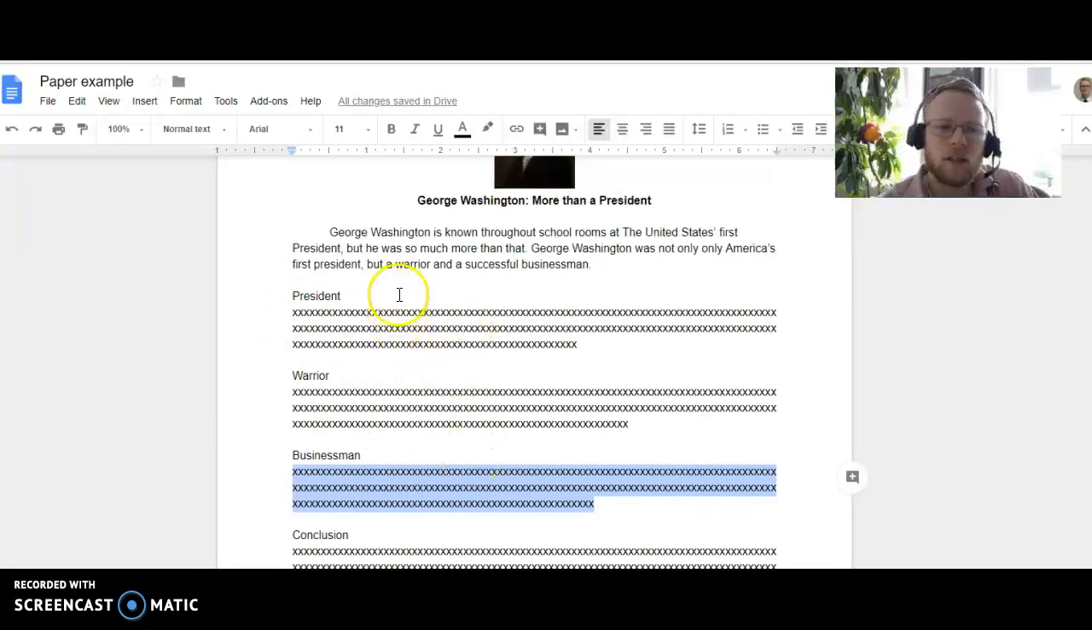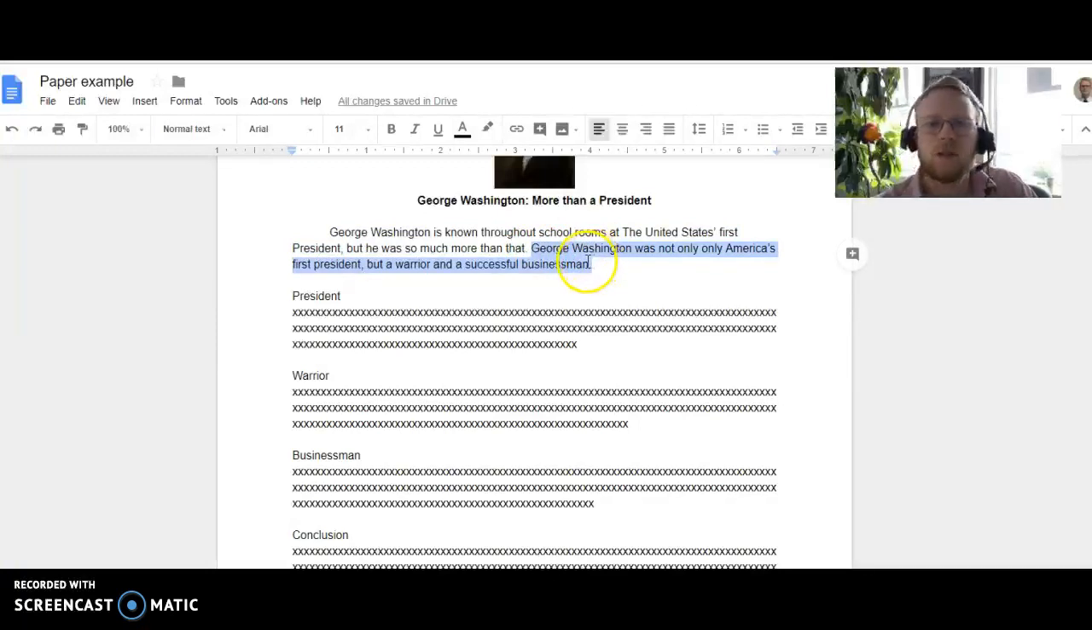And that's how you write an introduction. I hope that makes sense. So here's my hook. It's a profound statement. George Washington was much more than a president. My thesis statement tells me what my three body paragraphs are going to be about. George Washington was not only the first president, but a warrior and a successful businessman. So that's what my three body paragraphs are going to be about.